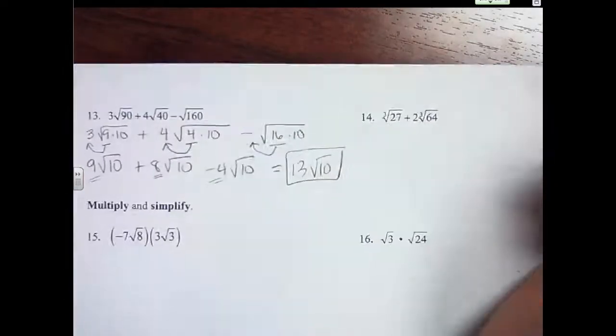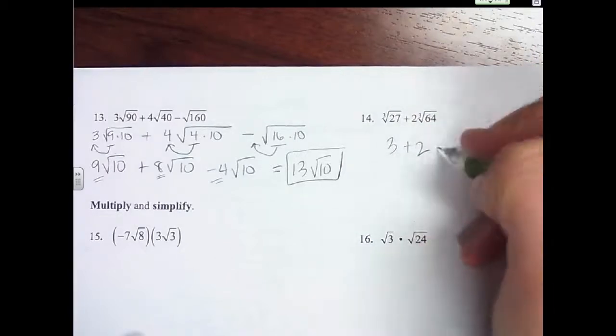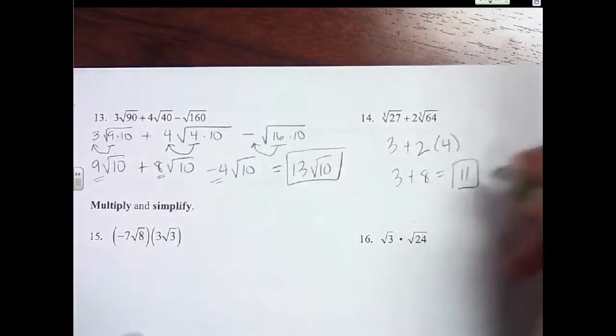Number 14, I'm doing cube root. Well, the cube root of 27 is 3. The cube root of 64 is just 4. So this becomes 3 plus 8, which is just 11.